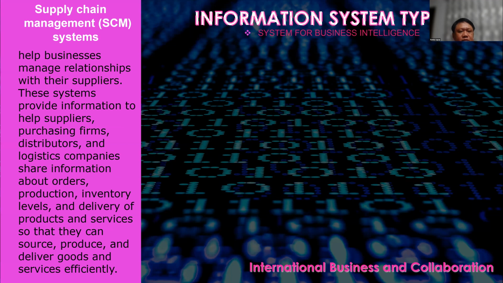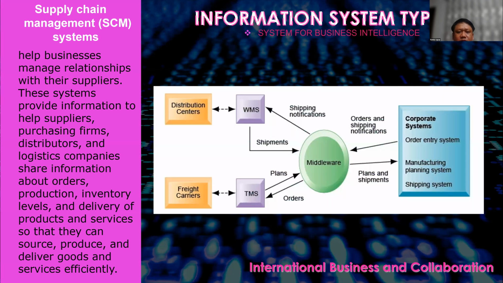Supply chain management systems help businesses manage relationships with their suppliers. These systems provide information to help suppliers, purchasing firms, distributors, and logistics companies share information about orders, production, inventory levels, and delivery of products and services so that they can source, produce, and deliver goods and services efficiently. The illustration is an example of a supply chain management system, which provides information for customers, distributors, and logistics companies.